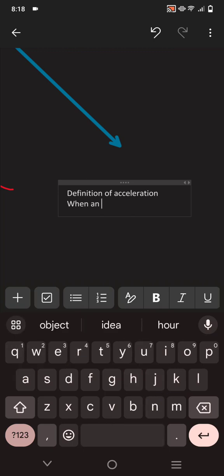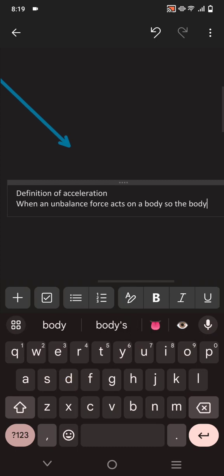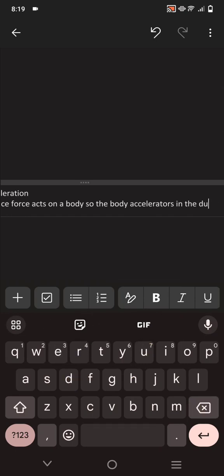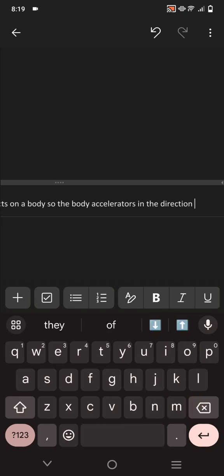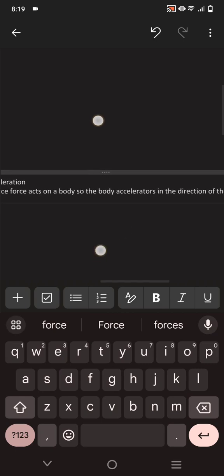So when an unbalanced force acts on a body, the body accelerates in the direction of the force. I'm gonna give you the example as well. Did you get any idea with this statement?